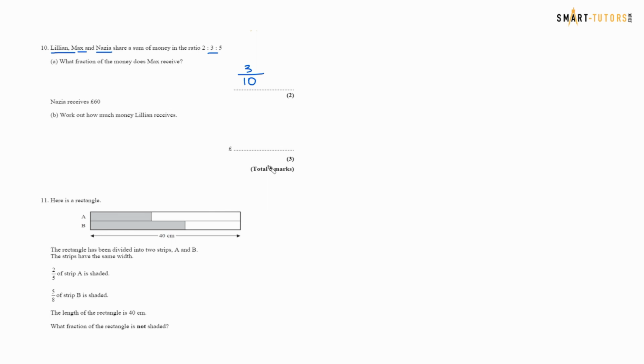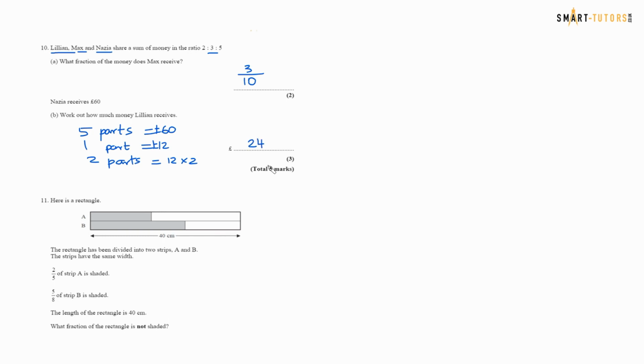Nazia receives 60 pounds. Nazia is the last person. So the 5 parts equal 60 pounds. So easily you can find out 1 part equals 60 divided by 5 is 12 pounds. So the question, work out how much money Lillian received. So Lillian is the first person, is 2 parts. So 2 parts is 12 times 2 is 24 pounds.